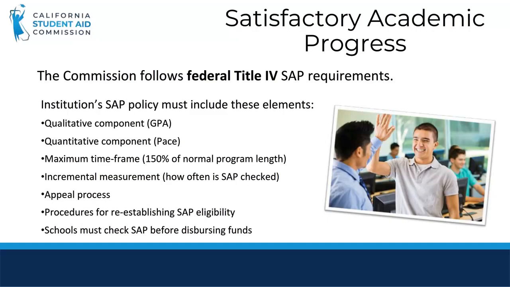The Commission follows Federal Title IV SAP requirements, which stipulate that institutions' SAP policies must include these elements: a qualitative component, such as GPA, a quantitative component for pace, maximum time frame, 150% of normal program length, an incremental measurement, which is how often SAP is checked, an appeal process, and procedures for reestablishing SAP eligibility. And that means schools must check the student's SAP before disbursing funds to them.